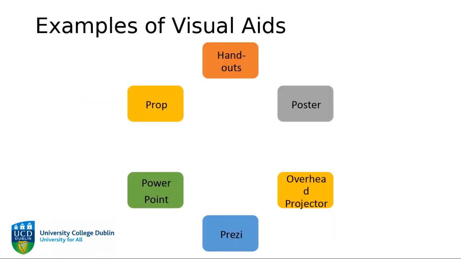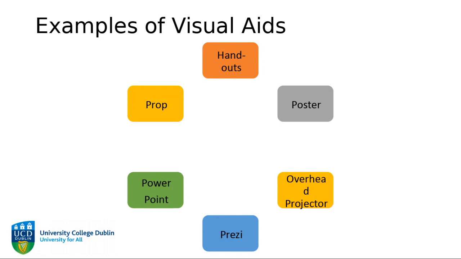So what are a few examples of visual aids? First one are things like handouts, which I obviously appreciate are much harder to do right now because we're all virtual due to COVID-19. But if in the future you do have a presentation on campus, providing handouts to your audience may be useful.